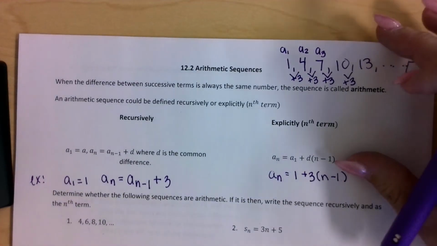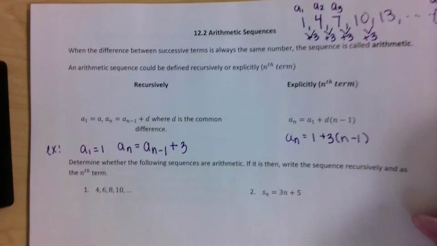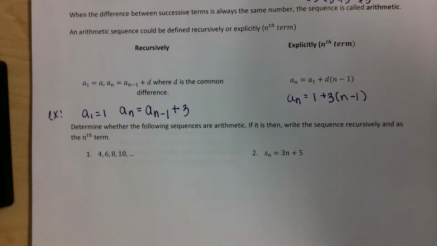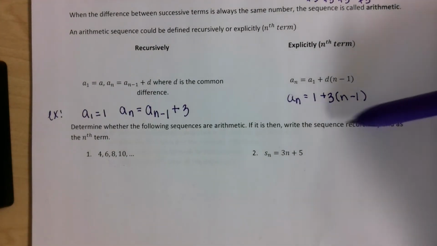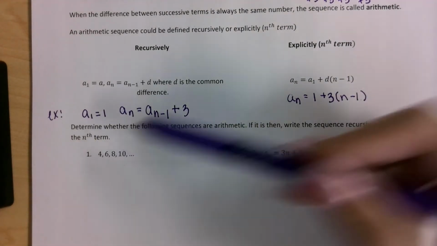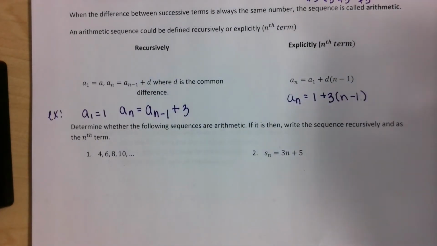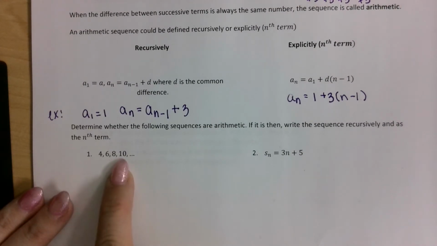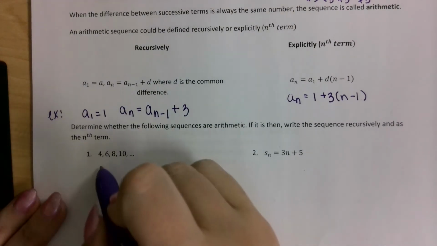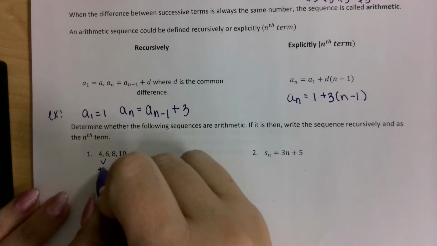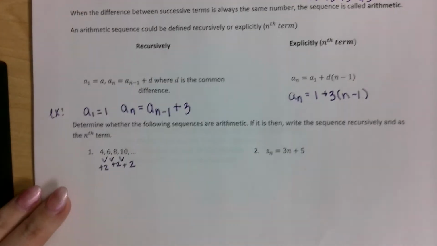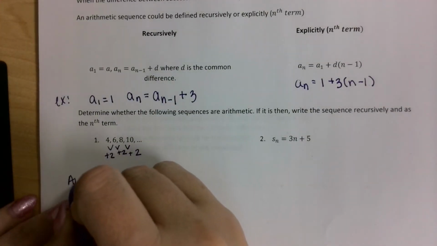Okay, so let's do some examples. The first couple examples here want us to determine whether the following are arithmetic. If so, write the sequence recursively and as the nth term, which would be explicitly. So if I want to know if this is an arithmetic sequence, we have to make sure that we're adding or subtracting the same thing each time. So in this problem, we are adding 2, adding 2, adding 2. So this would be an arithmetic sequence.